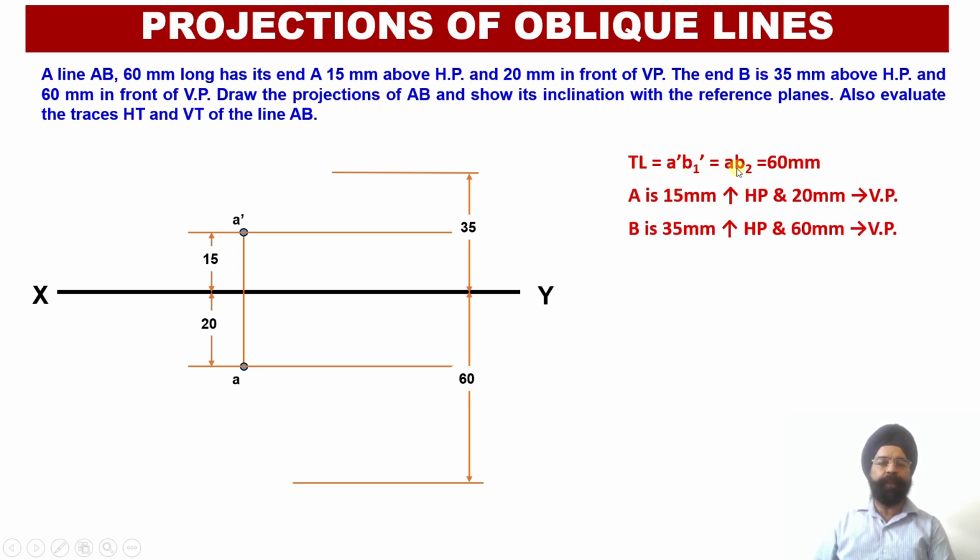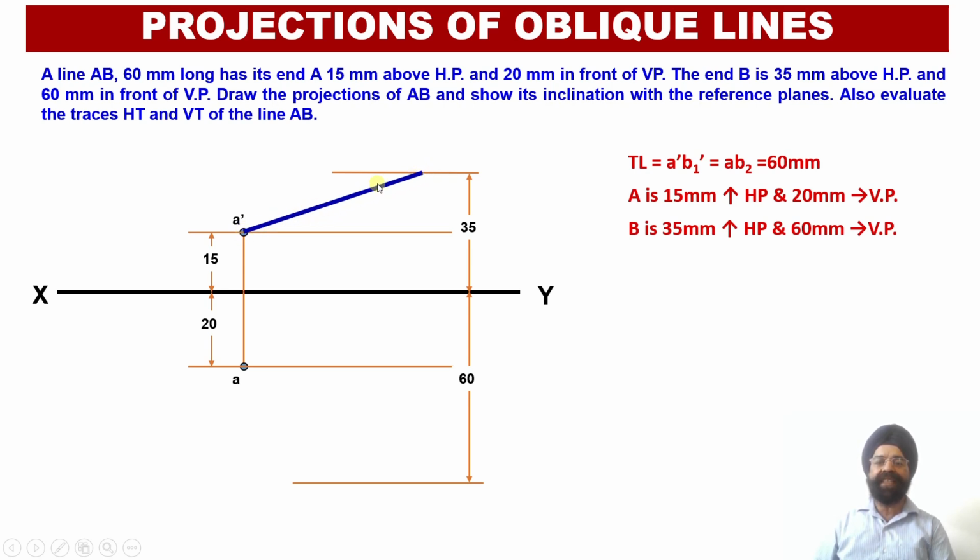Similarly, AB2 is also equal to 60 millimeter. Now we can mark this distance of 60 millimeter because the origin point, that is A point, was already fixed over here. So this was the locus location of the point A. Now we want to locate end B of this line so that we can locate the true length of the line over here. So I know that the true length of the line happens to be 60 millimeter.